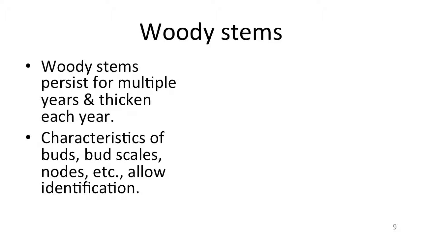What we've just talked about would apply to any kind of stem. Woody stems are ones that persist for multiple years, and they thicken each year. So these are going to be the kinds of stems we would see on a shrub or tree. And these have several additional characteristics, such as aspects of the buds, the bud scales, the nodes, etc., that are going to help us be able to identify plants, even in the wintertime when those plants lack leaves.